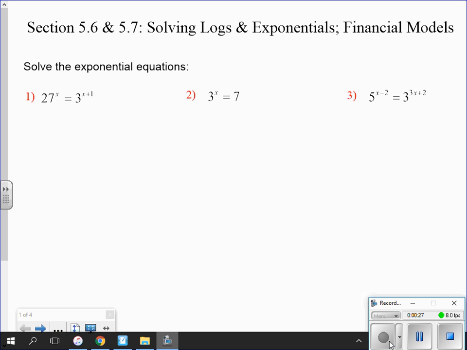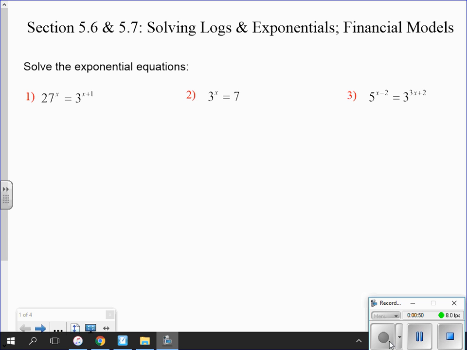Variables in the exponent, we have to solve for x. Now the first one, actually, we don't need to use logarithms on. And if you don't need to use logarithms, you should not use logarithms, because often your calculators will give you a decimal approximation instead of the exact answer. And we want to be exact whenever possible.